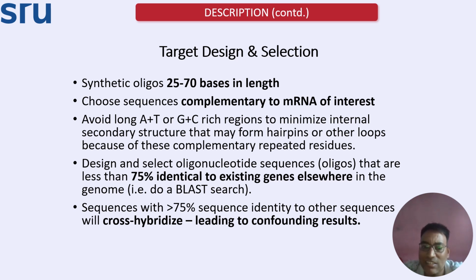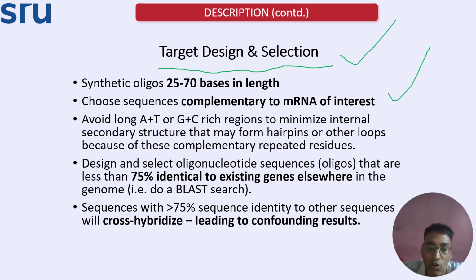So now let us discuss why this target design and selection is very important. This is the most important part here, because this is ultimately going to decide the accuracy of the microarray. We are synthesizing oligonucleotides from 25 to 70 bases in length, with sequences complementary to the mRNA of interest. This is very specific. I am fixing the right part, which is going to be very crucial in discriminating that this is a normal cell, this is a tumor cell, and this is the key protein involved as a discriminating element between the two.